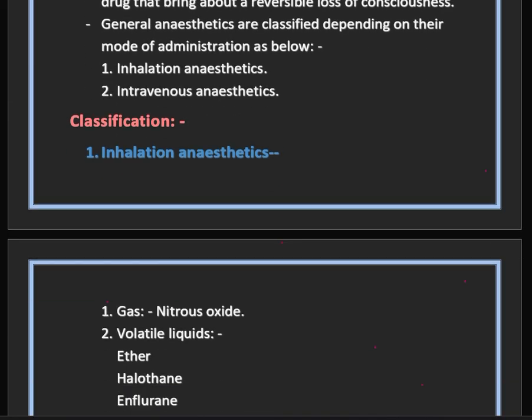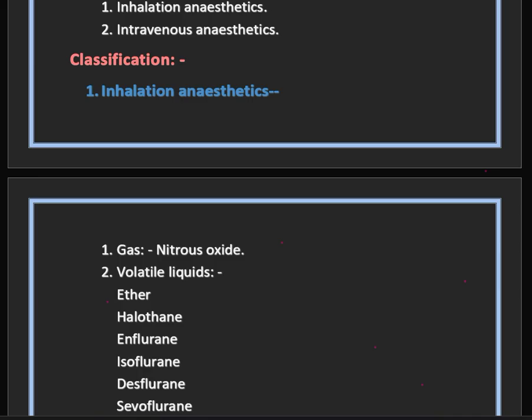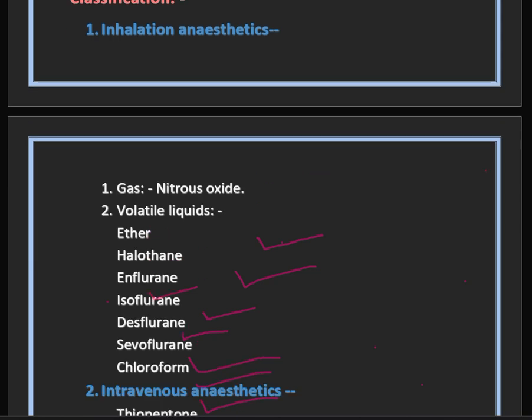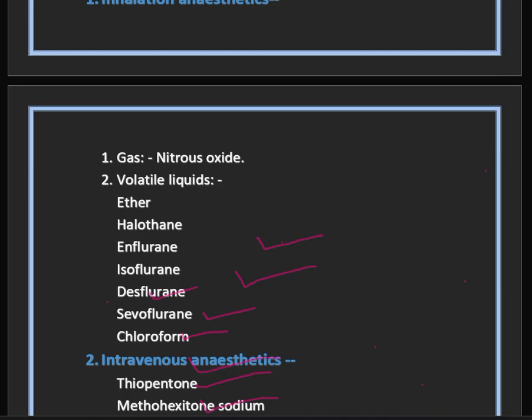Now the classification: which drugs come under inhalation anesthetics? First one is gas, that is nitrous oxide, used as an inhalation anesthetic, meaning it is administered through the nasal route. The next one is volatile liquids: ether, halothane, enflurane, isoflurane, desflurane and sevoflurane. And the last one is chloroform. These drugs are used as inhalation anesthetics, that means they are used through the nasal route.